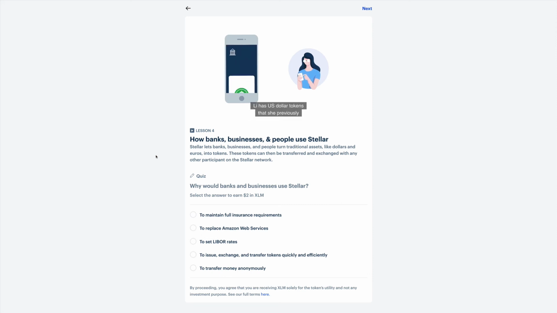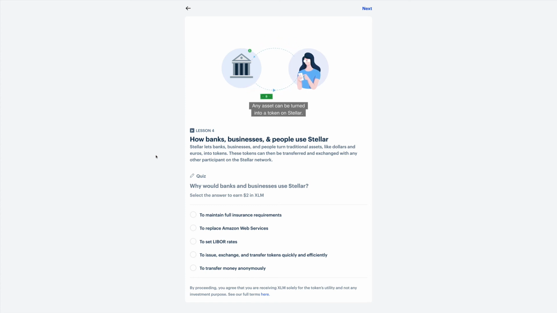Lee has US dollar tokens that she previously bought from Main Street Bank. She transfers those into the ABC app and instantly converts them into ABC tokens to buy her favorite avatar. And if she has some US dollar tokens left over, she can return them to Main Street Bank and get her dollars back right in her bank account. Or she can hang on to them or trade them for another token.